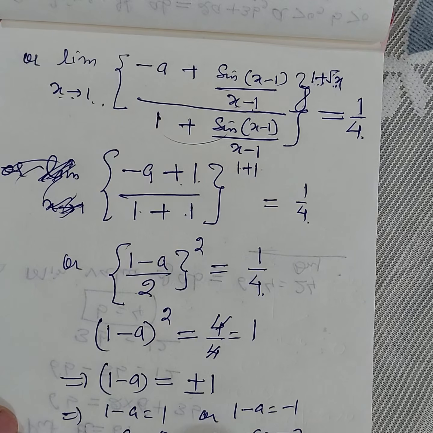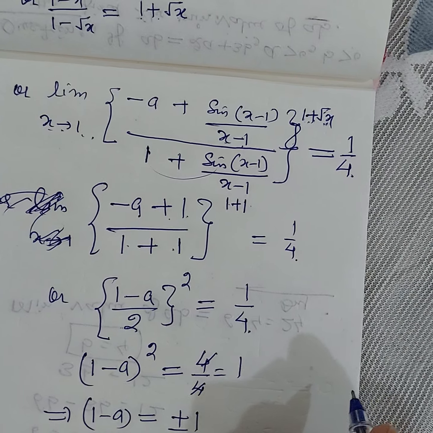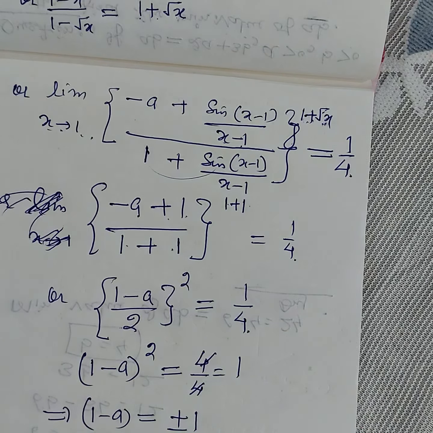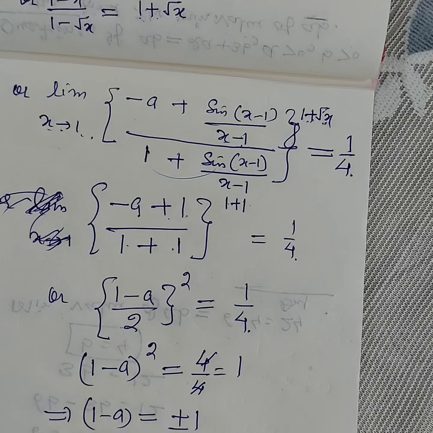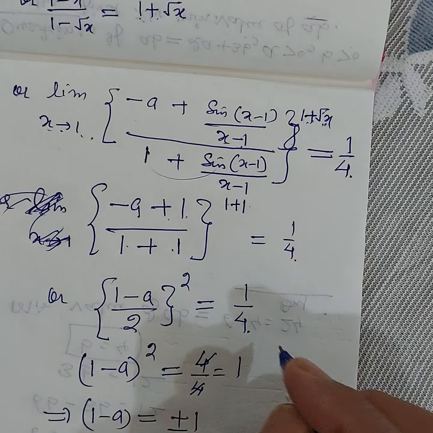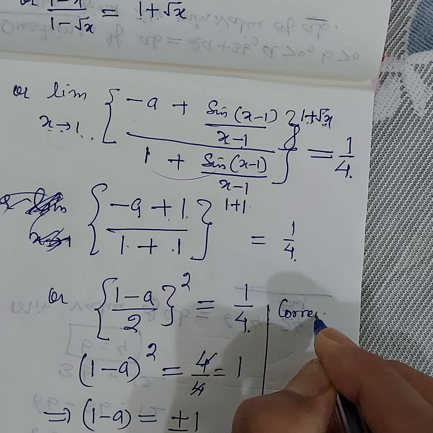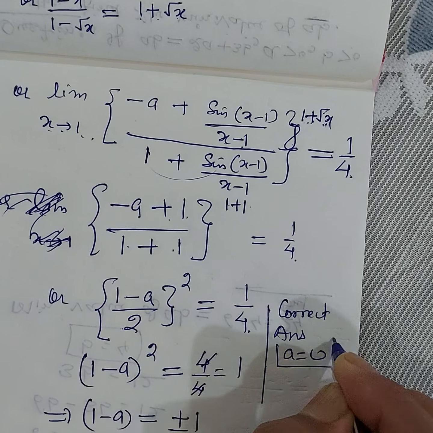So a cannot be equal to 2, because the power is not equal to 2; it is only tending to 2. Hence the correct answer of this question is a = 0.